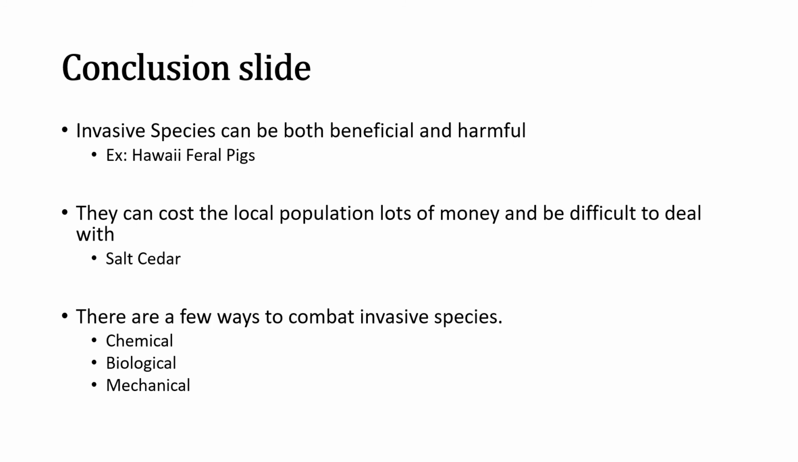Invasive species can cost the local population lots of money and be difficult to deal with. An example of this is salt cedar. Salt cedar consumes a lot of water in the southwestern part of the U.S., causing $26 to $67 million of water to be lost annually. There are ways to combat invasive species. There are chemical control, biological control, and mechanical control as methods to contain invasive species. Invasive species have their pros and cons, but humanity now has the responsibility to control and use them properly.